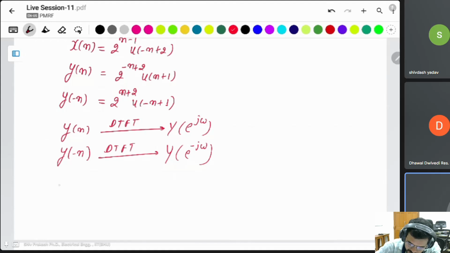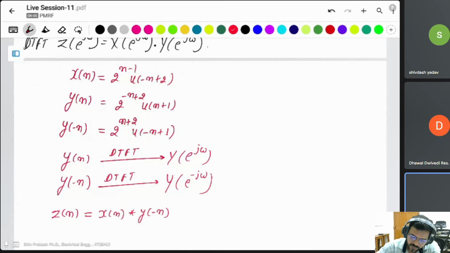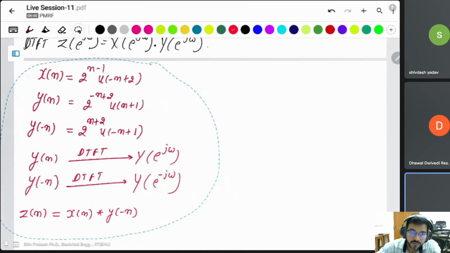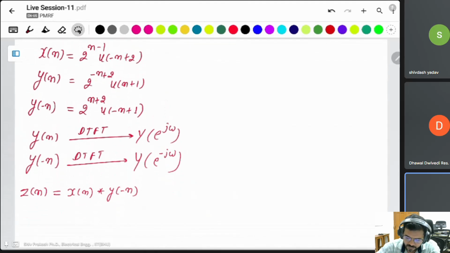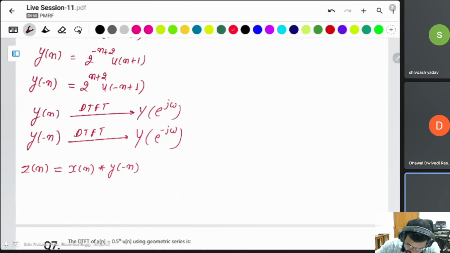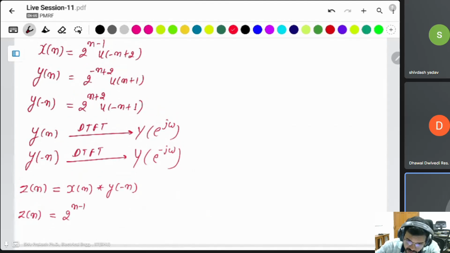It means you have zn equal to xn convolution with y of minus n. Put all the values here: xn is equal to 2 to power of n minus 1, u of minus n plus 2, convolution of y of minus n, where y of minus n is equal to 2 to power of n plus 2, u of minus n plus 1.